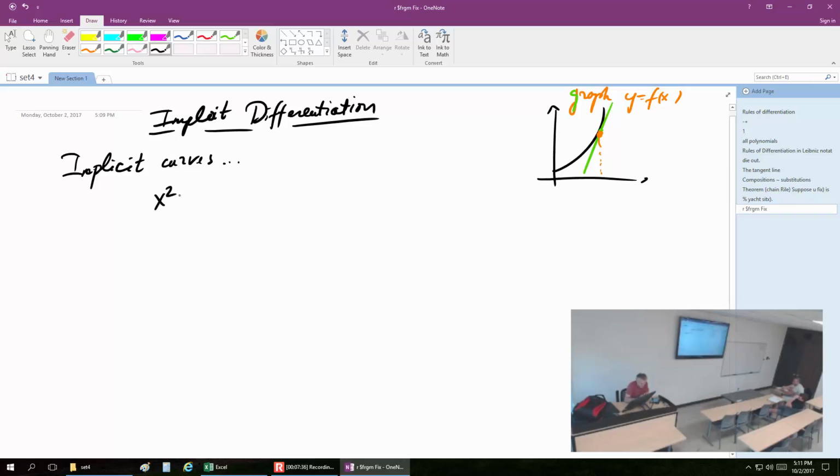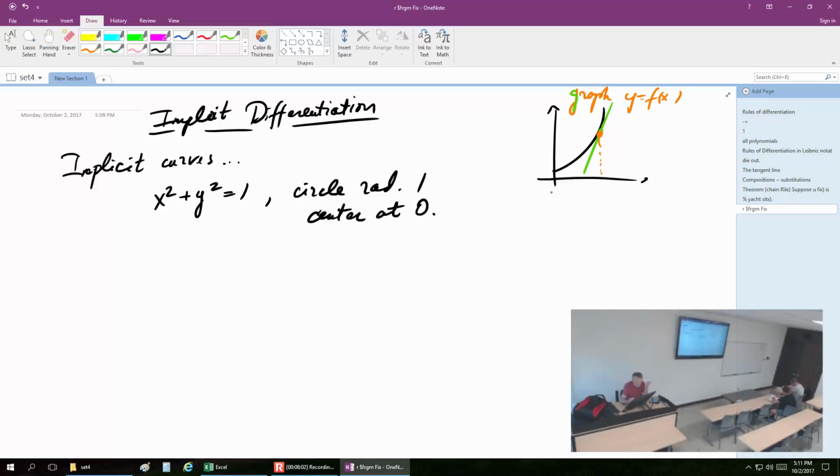How about this one? What is this? That circle? It's a circle. So circle, radius 1, center at 0. What makes it implicit is that it creates a relation between x and y, but that relation exists only implicitly.